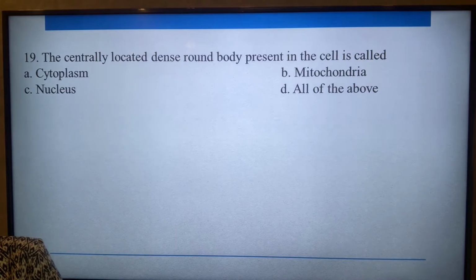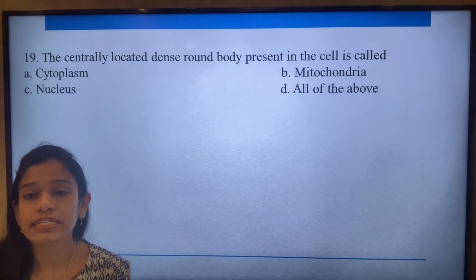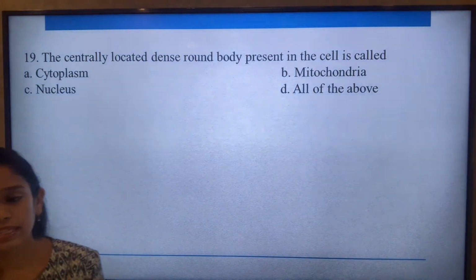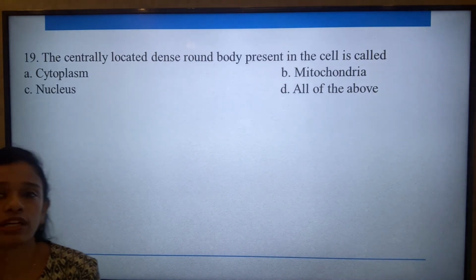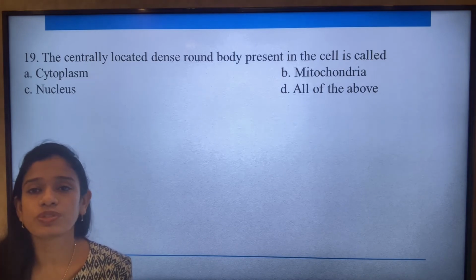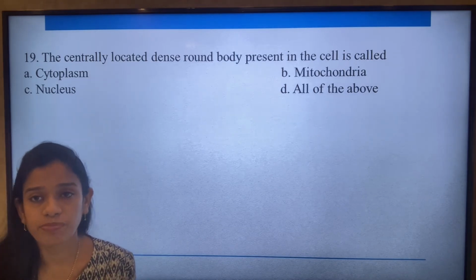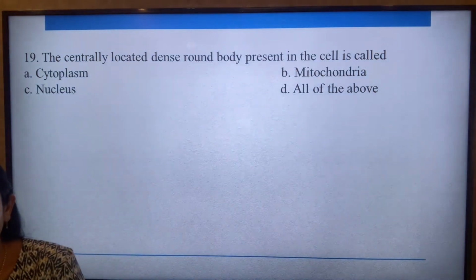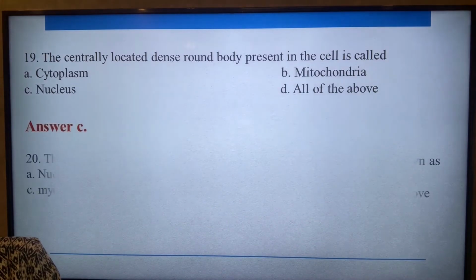The centrally located dense round body present in the cell. It is A cytoplasm, B mitochondria, C nucleus, or D none of the above. It is C, nucleus, which is the centrally located dense and spherical shaped structure present in the cell. That is option C. Next question.